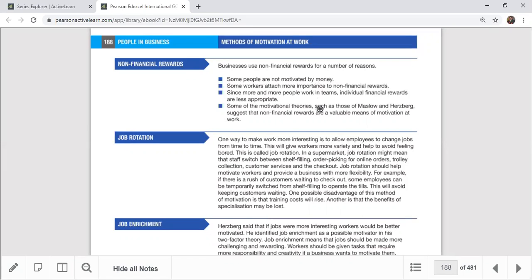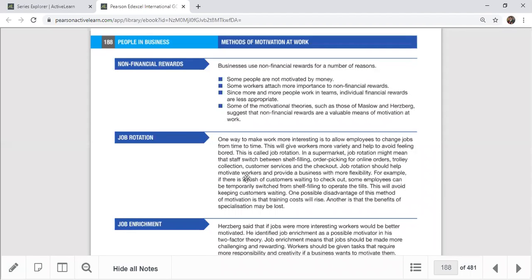And some workers attach more importance to non-financial rewards. And also, since more and more people work in teams, individual financial rewards are less appropriate. That's why non-financial is important. Some of the motivational theories, such as the theories of Maslow and Herzberg, suggest that non-financial rewards are valuable means of motivation at work.